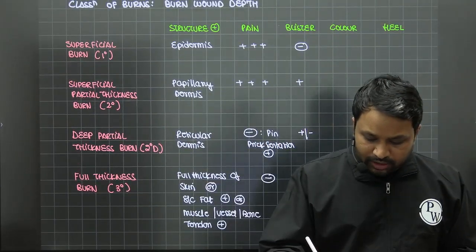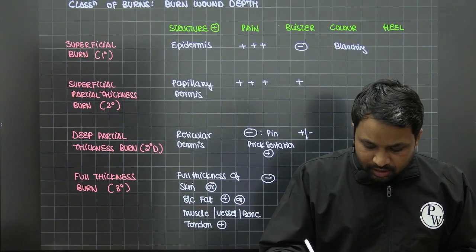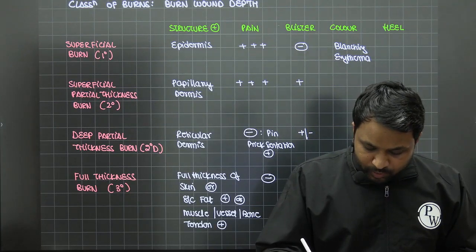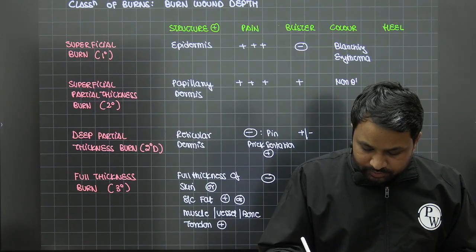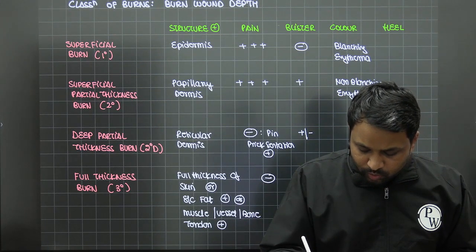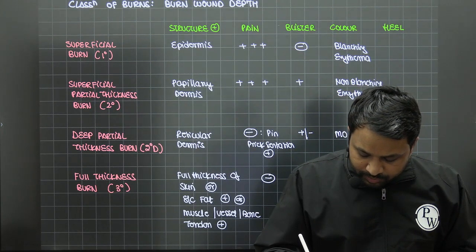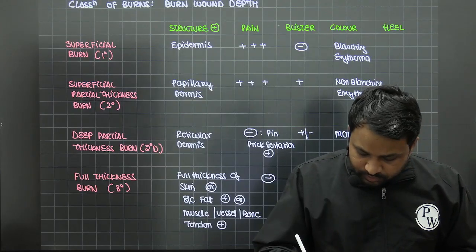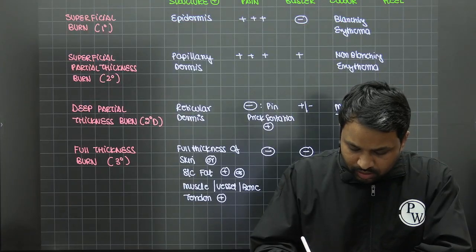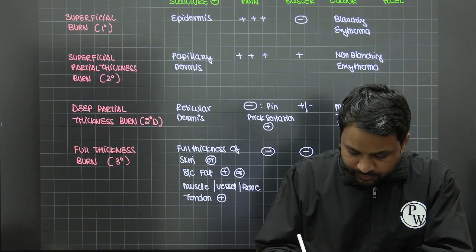When you look at the color, there will be blanching erythema here. What is blanching erythema? It is the presence of redness that disappears when you exert pressure. In the superficial deep, there will be non-blanching erythema. That means you exert pressure, it won't go away. Here you have a mottled pink appearance, or it can also have a waxy white appearance.